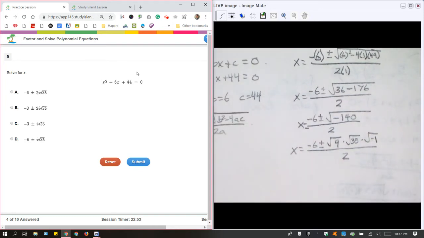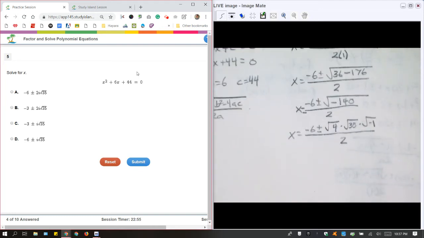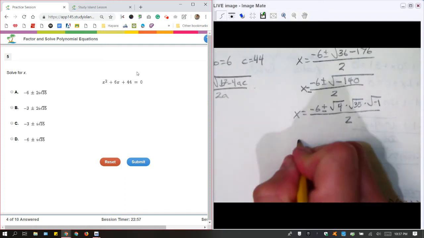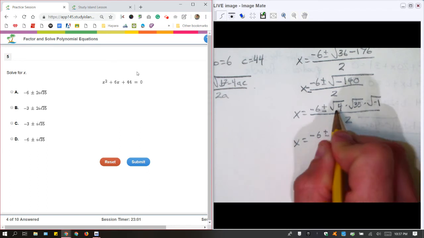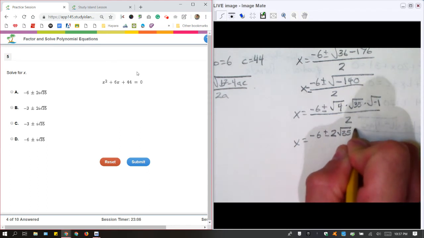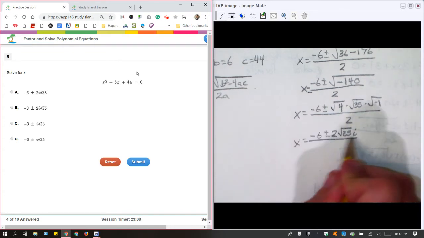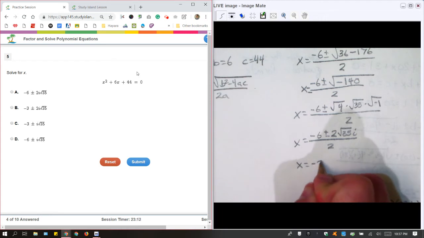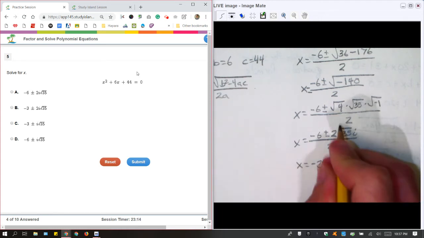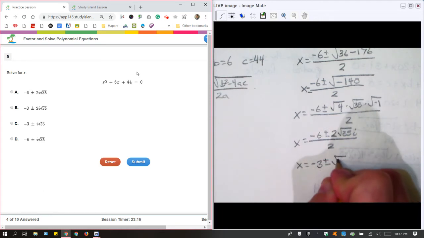And here we go. x equals -6 plus or minus the square root of 4, which is 2, so 2 times the square root of 35 times i, because the square root of -1 is i, divided by 2. And so you have -6 divided by 2, which is -3, plus or minus 2 divided by 2, which is 1, so it's just the square root of 35 times i.